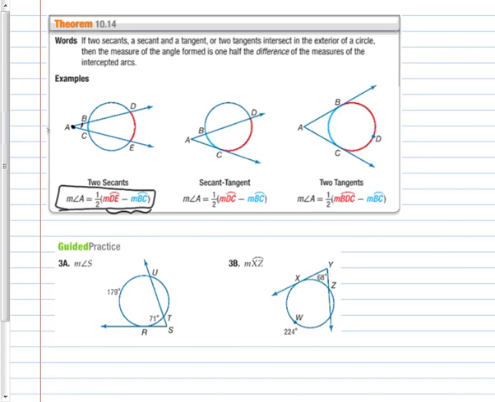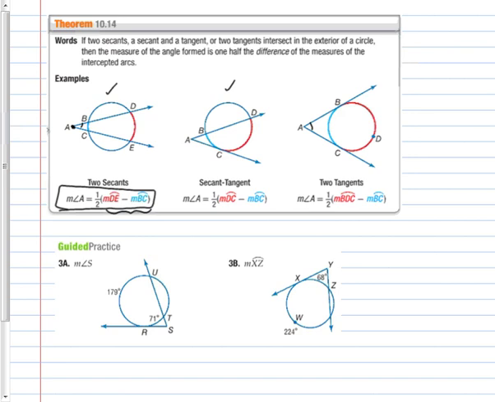It's 1/2 the difference. All three of these diagrams are the same. Two secants, that's this one. That outside angle is 1/2 the difference. A secant and a tangent, same thing. It's 1/2 the difference. A tangent and a tangent, it's the same thing. It's 1/2 the difference.